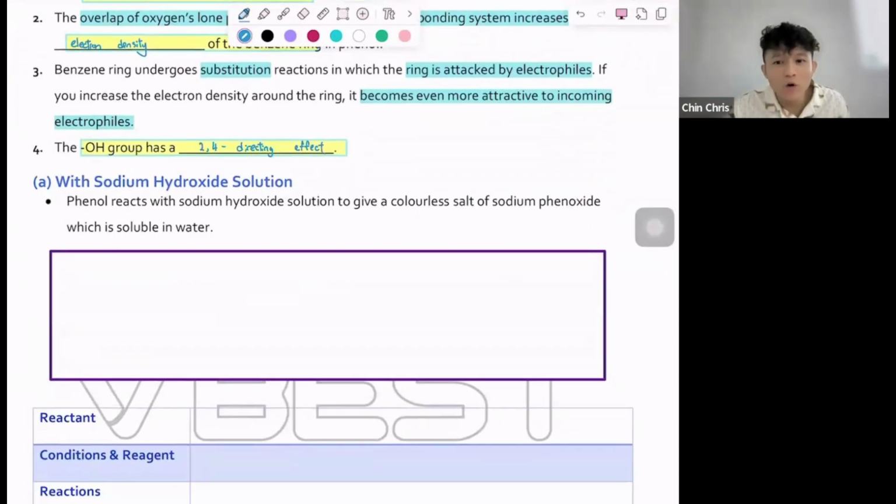Can you explain why OH has a 2,4 directing effect? There's no explanation. The explanation for why it is 2,4 is way beyond your syllabus. You don't need to know. Yeah, so the explanation on why it is 2,4, no need to know. You have to memorize that it has a 2,4. Meta also, okay? So all this 2,4 directing, 1,3,5 directing, you have to memorize, yeah.